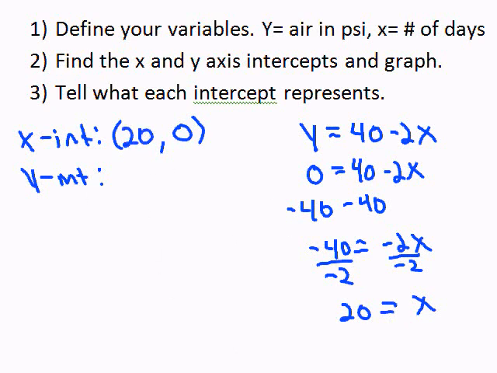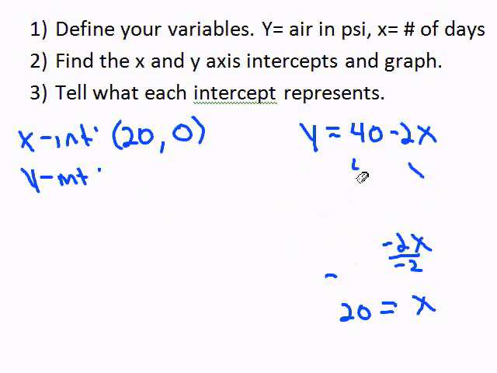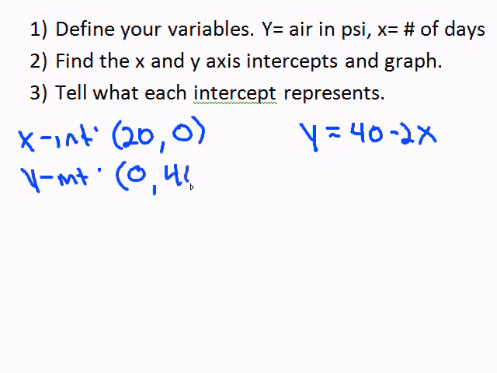Let's find the y-intercept. To find the y-intercept, similar situation, you put 0 in for x and you solve for y. This one's a lot easier because when we put 0 in for x, we notice that we're left with just 40 for y. Let's go ahead and graph the function.